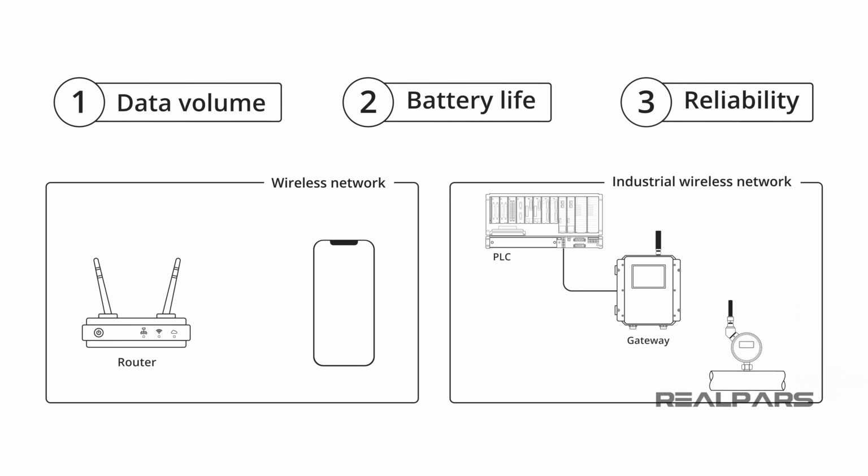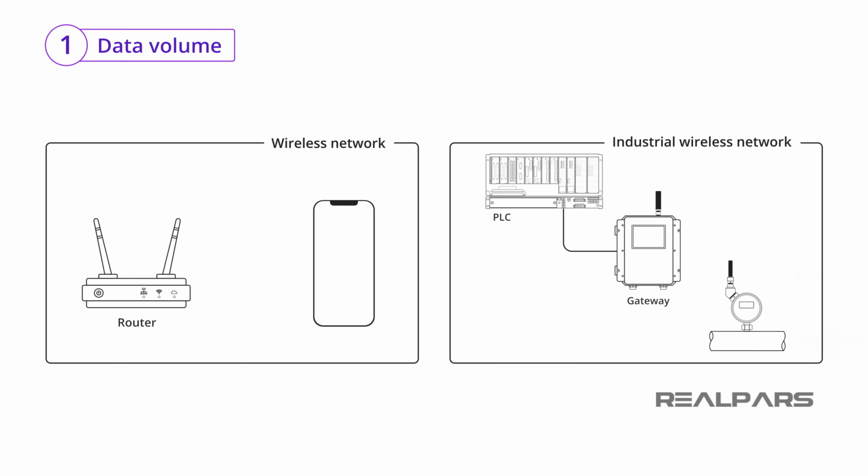These two major types of wireless networks are different in terms of the amount of data that they typically send and receive, the battery life of the devices used in these networks, and how important reliability of the data is to the user. The main difference between a typical wireless network compared to an industrial network is the amount of data that is usually sent and received between devices. Now, what do I mean by that?